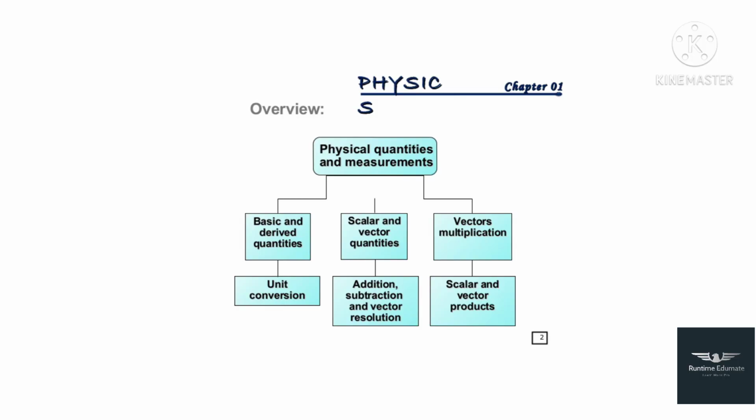Physical quantities and measurement and their classification. It is divided into 3 parts: basic and derived quantities, scalar and vector quantities, and vector multiplication. Basic and derived quantities are subdivided into unit conversion. Scalar and vector quantities are again subdivided into addition, subtraction, and vector resolution. And vector multiplication is subdivided into scalar and vector products. But here we will only focus on basic and derived units and unit conversion.